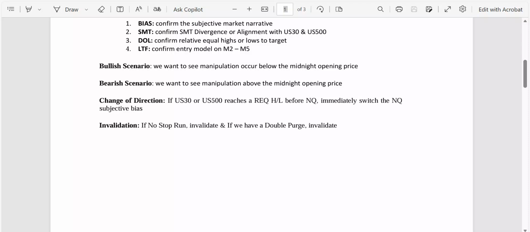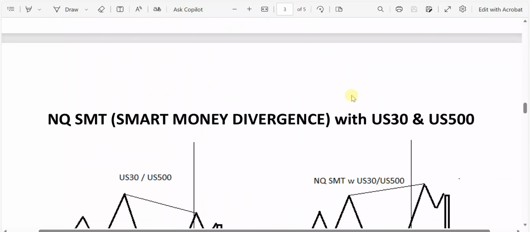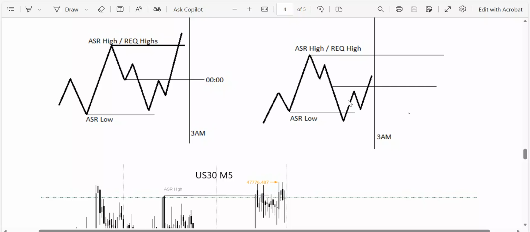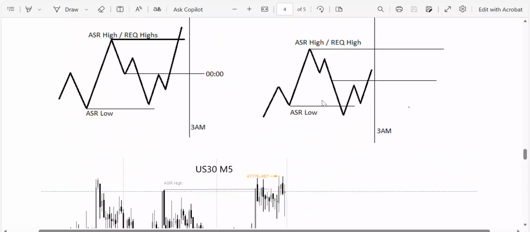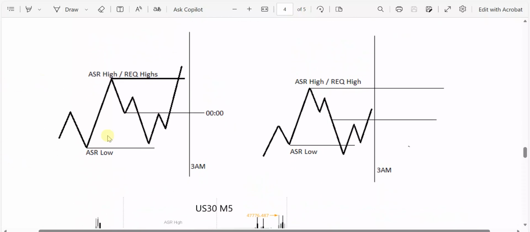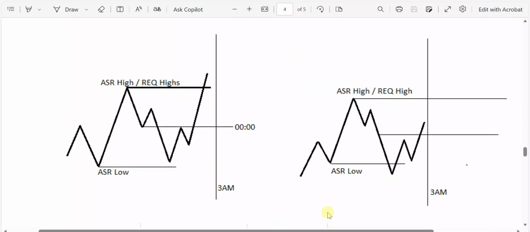Maybe to illustrate it better, let me bring out an illustration here. So, change of direction. Okay, I think this will work. Let me just use this illustration here. This diagram on my left, let me assume this is US 30 stroke US 500. And on my right, this is NASDAQ, because NASDAQ is where we usually execute on the model.